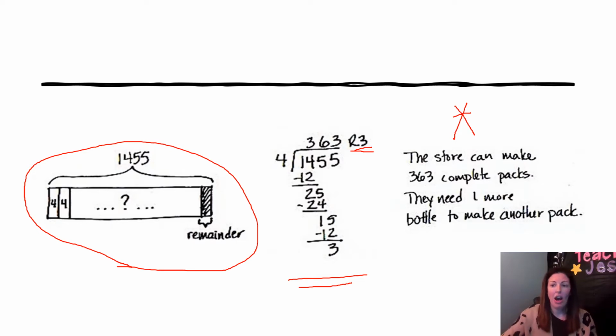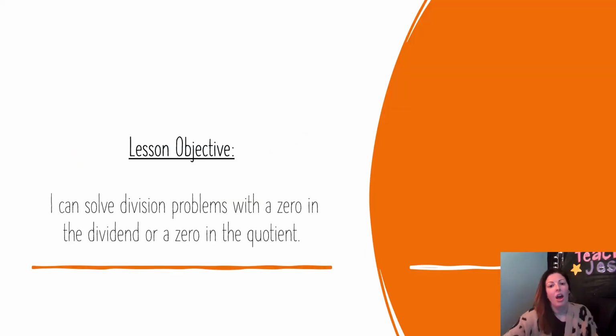Awesome job, guys. All right, so now our lesson objective for today is I can solve division problems with a 0 in the dividend or a 0 in the quotient. So as you can see from our lesson objective, it is a little bit different than what we did last week. Last week, we were just straight up practicing division with dividing by 2, 3, 4, and 5, I believe. This week, we are going to have either a 0 in our dividend or a 0 in our quotient, or our answer.